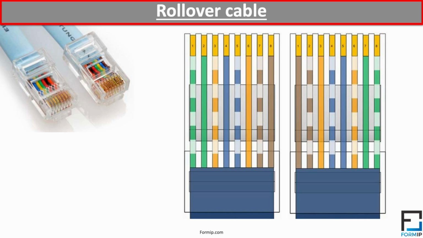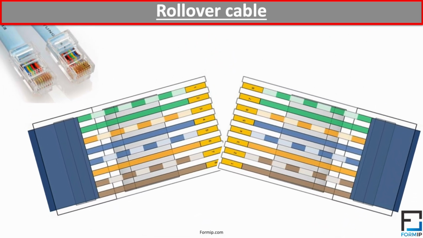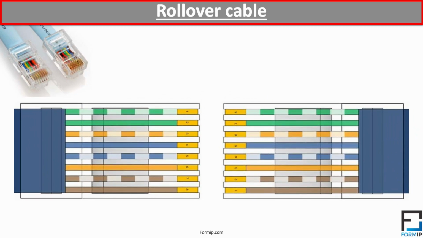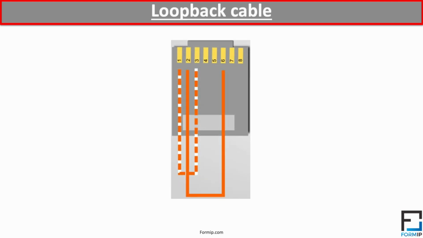Rollover cable. The last type of cable that we are going to see is the rollover cable. It is used to connect a computer to a console port on a router or switch. Here, the two ends are wired completely opposite. If you hold the two ends of a rollover cable, one against the other, all the wires match.